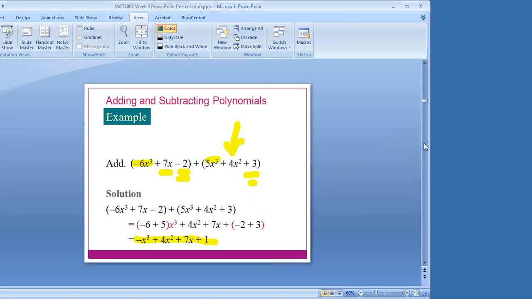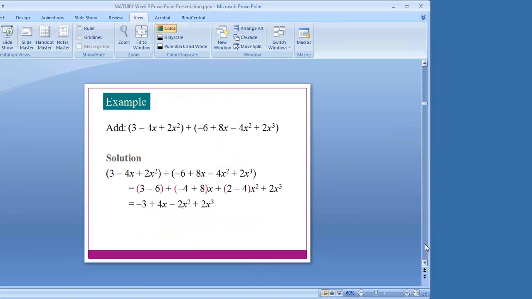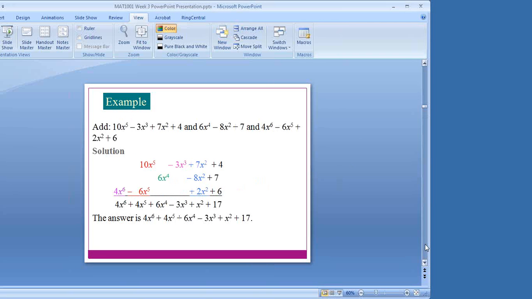So it's really, the math is pretty simple. It's just a vision test. You're looking for like terms, mark it up if you can, and it's not too bad. So lots of examples are in the PowerPoint presentation. I don't typically do it this way, but I have this for you to look at. In this case, we had 3 polynomials to add.